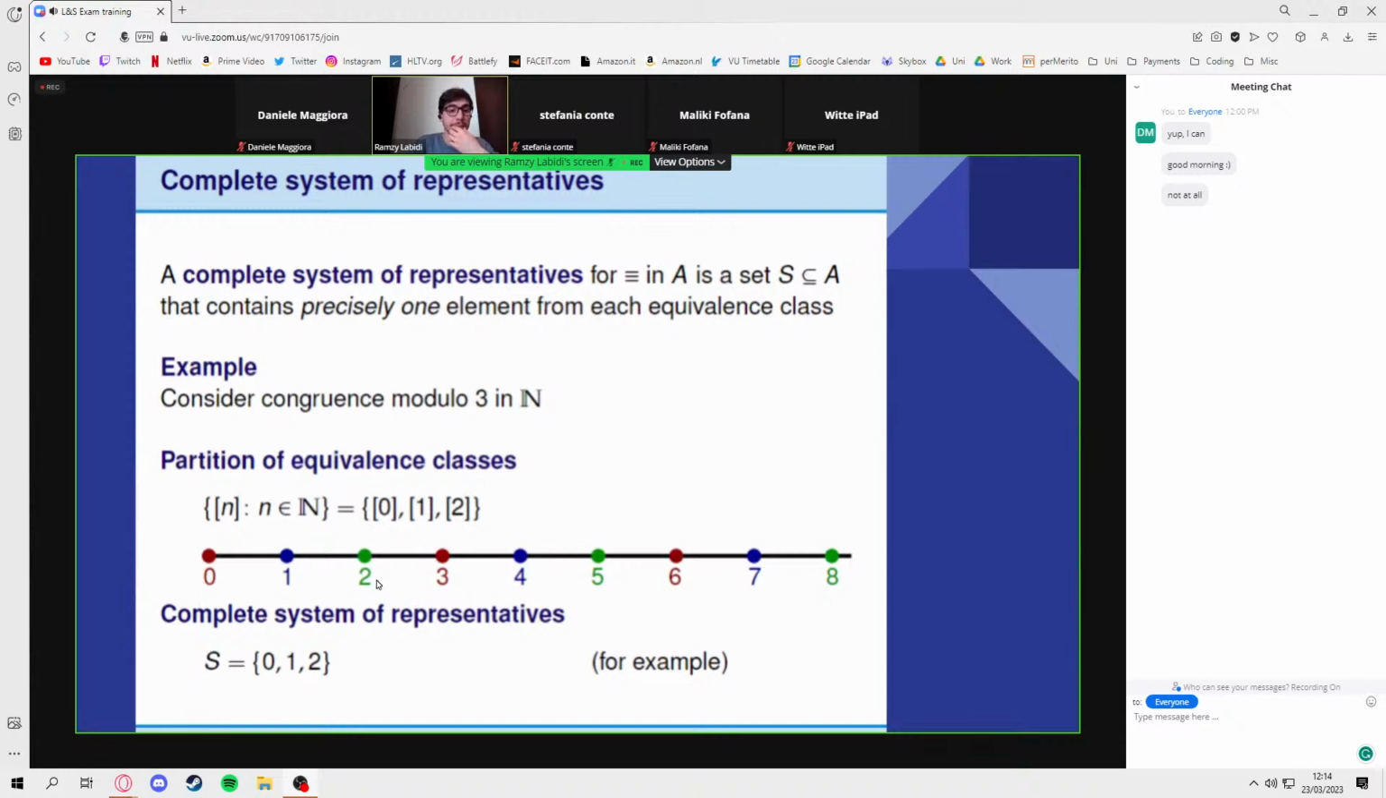We will make this a bit clearer in the exam later on, because it's harder to explain without a good example.